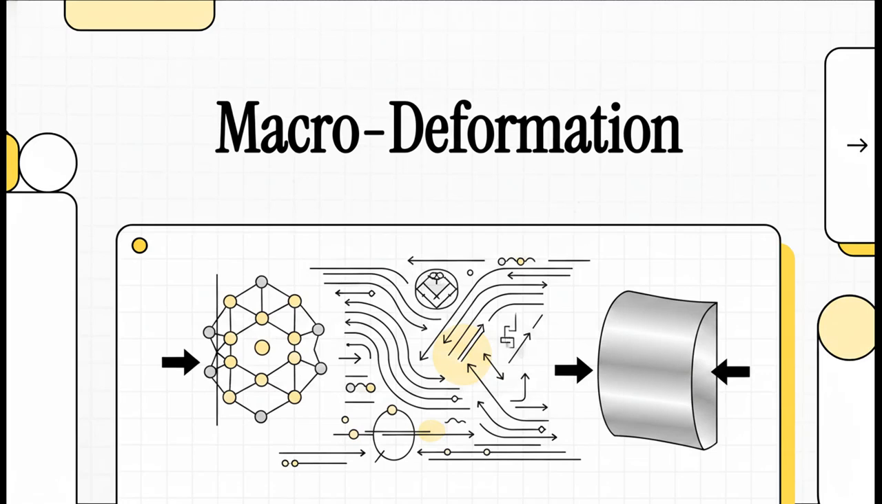Welcome to This Explainer. Have you ever wondered how a solid, rigid piece of metal can just bend without snapping in half? Well, today we are bridging that exact gap. We're going to logically connect the dots between single dislocation theory at the microscopic atomic scale and the macroscopic yielding we actually see in everyday materials. So let's jump right in.